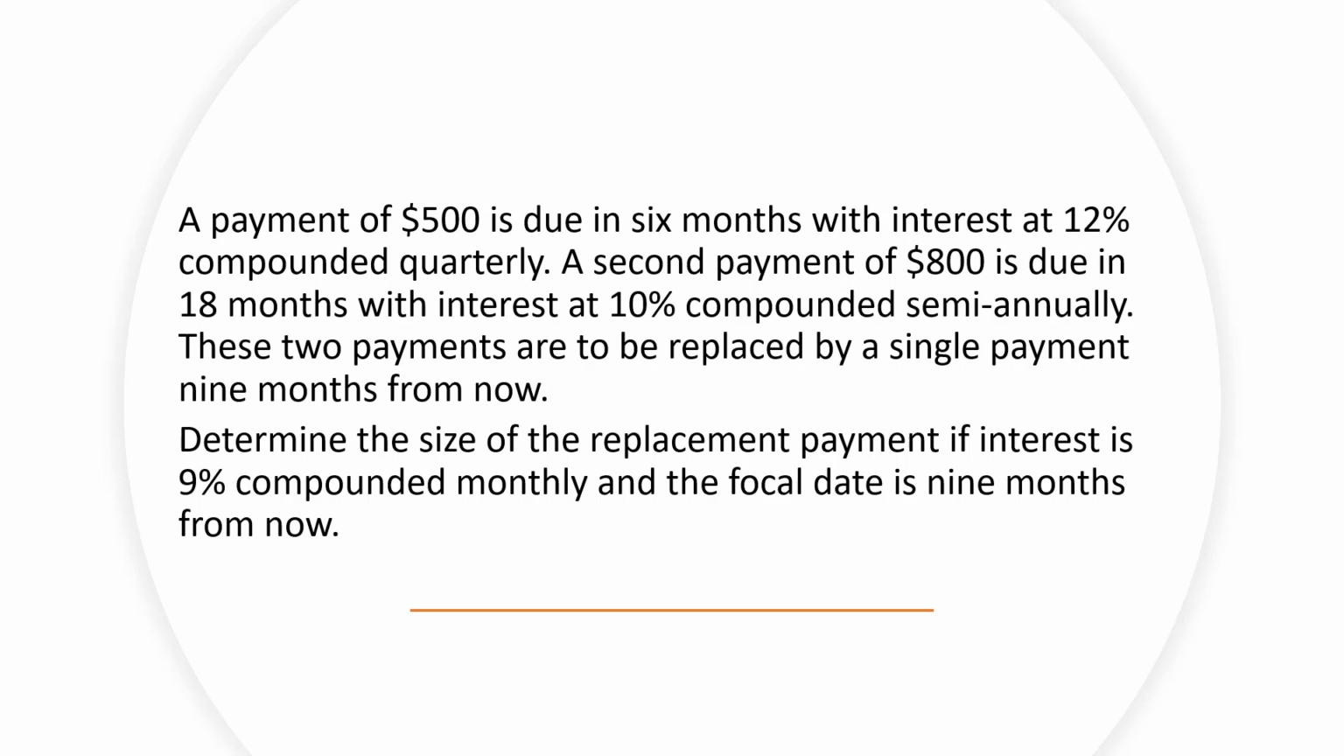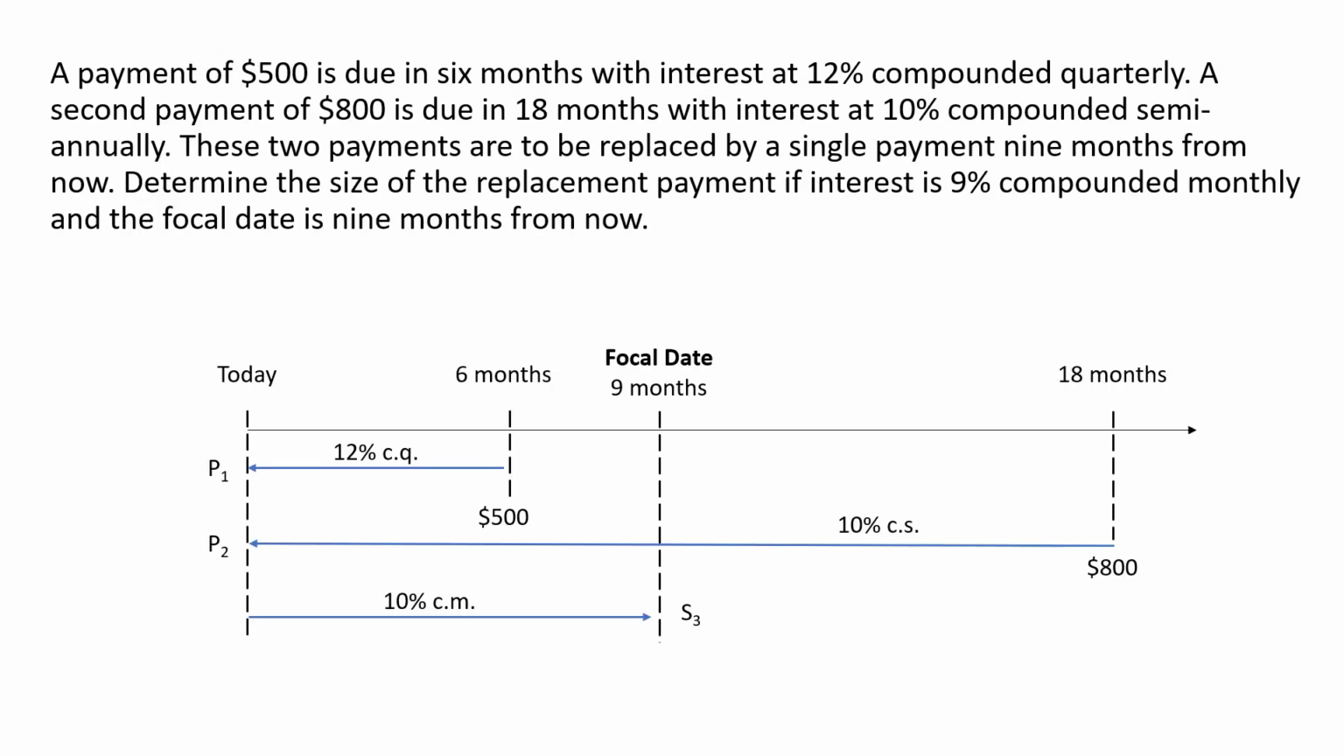So what do I do? The first thing we should do is organize the problem for ourselves, and a timeline is very useful for that. So you can see that we have our focal date. The first payment, $500 due in 6 months, is placed here, 6 months from today. The second payment, 18 months, $800 with the appropriate interest rates, is placed there. And I've also placed the focal date. So this allows me to see what I need to do.